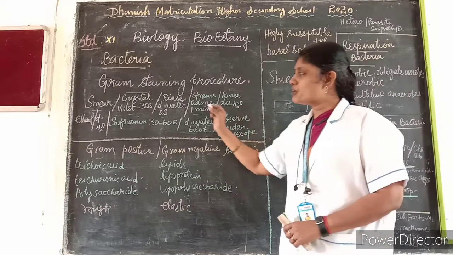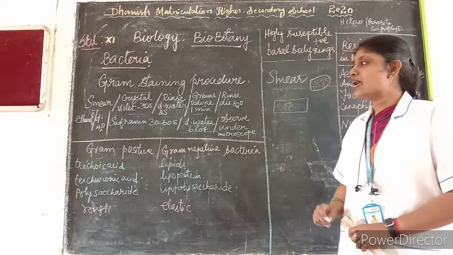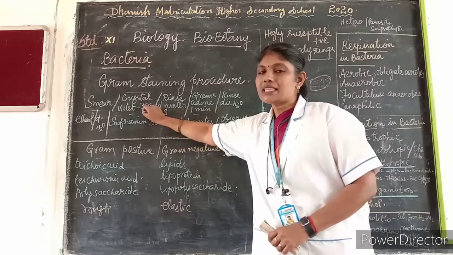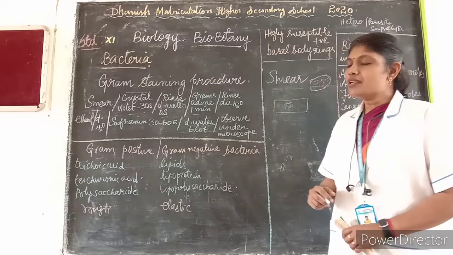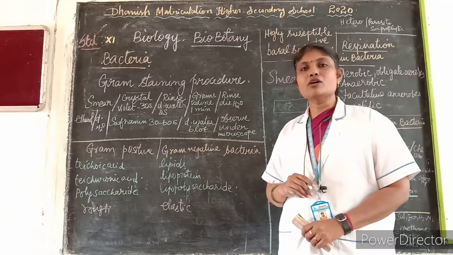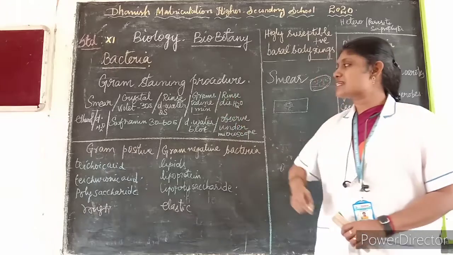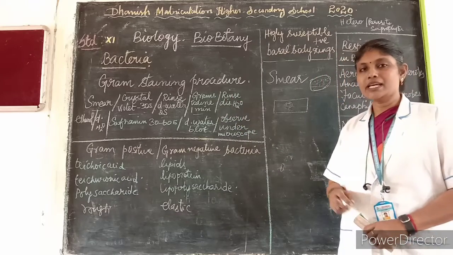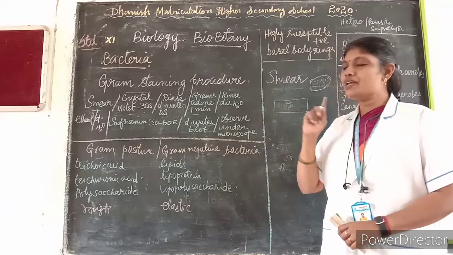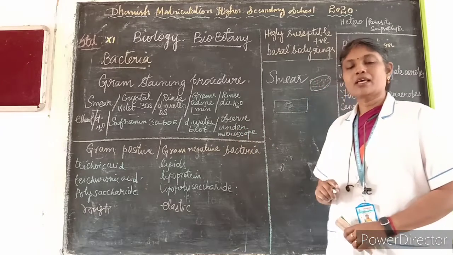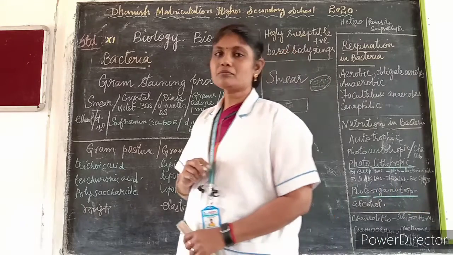Then you have to move on to the next step, adding crystal violet stain and leaving it as such for 30 seconds for it to absorb the color. Then you have to rinse it with water for 2 seconds. After that, you can use gram's iodine stain. It is also in liquid form. You have to put it over the slide and leave it for 1 minute. After 1 minute, you can rinse it with distilled water.